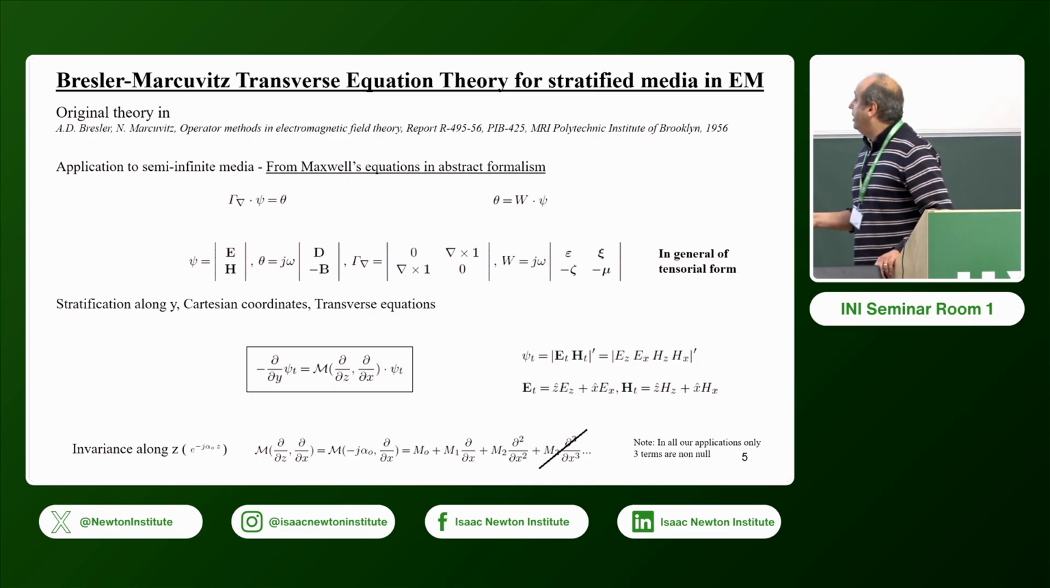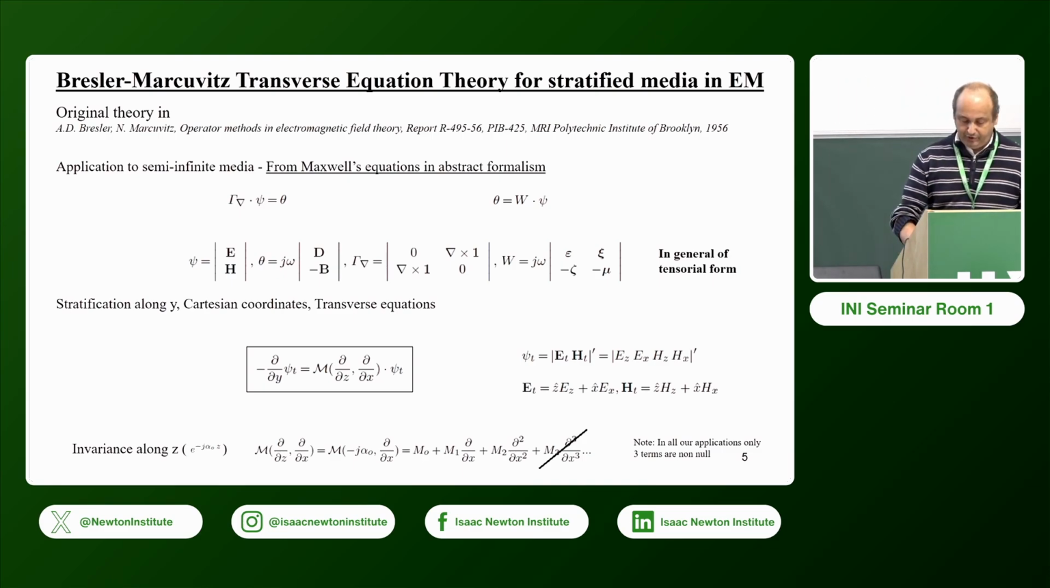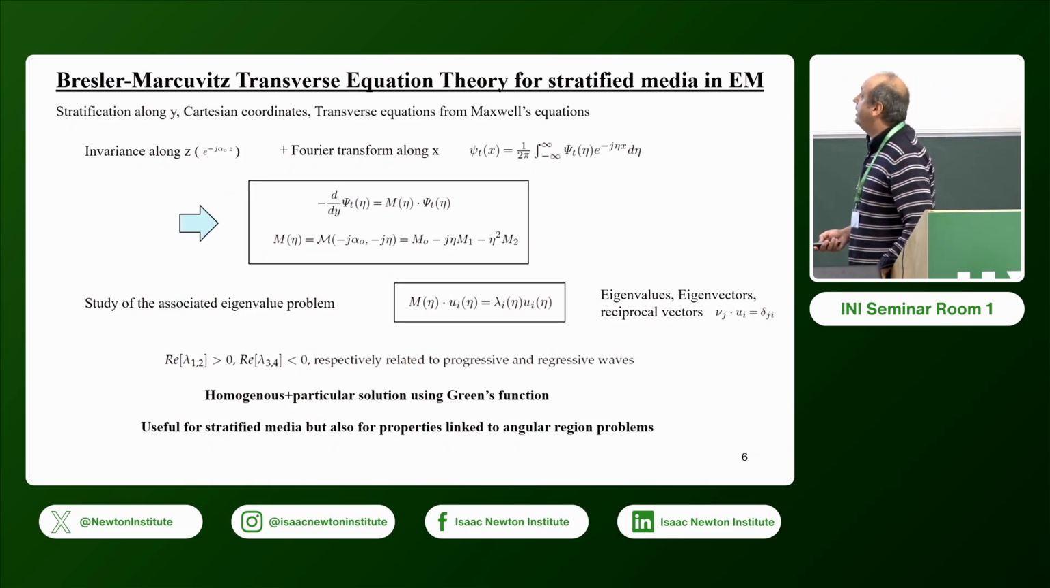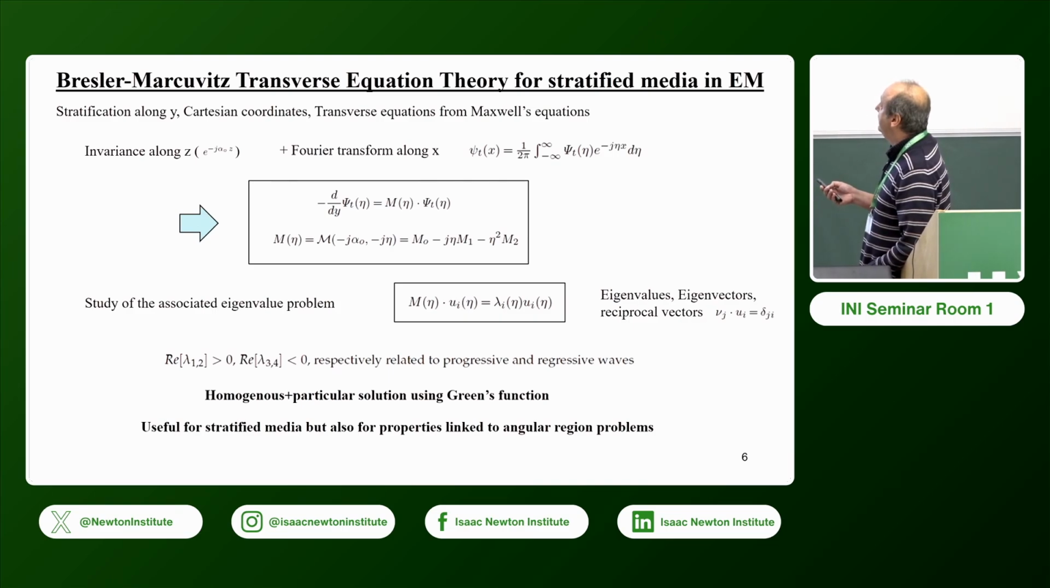Or we can assume invariance along z of the problem, so this kind of behavior. And now we also apply the Fourier transform along the x axis, represented here. This notation is quite different from mathematics; we use this kind of notation in engineering. And you have a system of differential equations of this form, so we can analyze the M operator, studying eigenvalues, eigenvectors, and the reciprocal vectors.